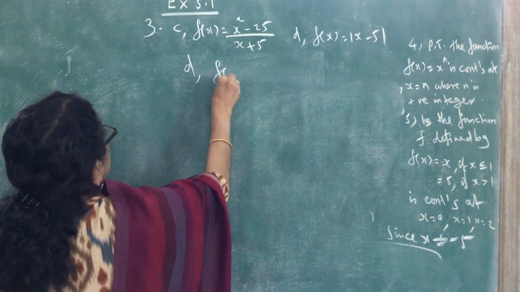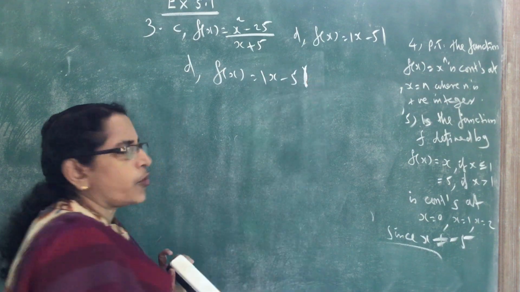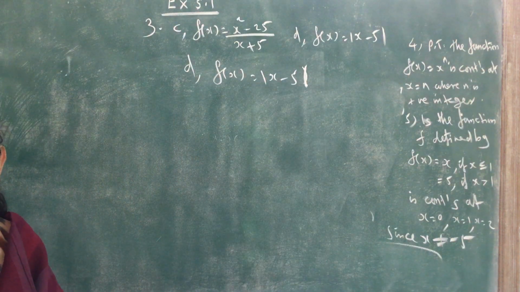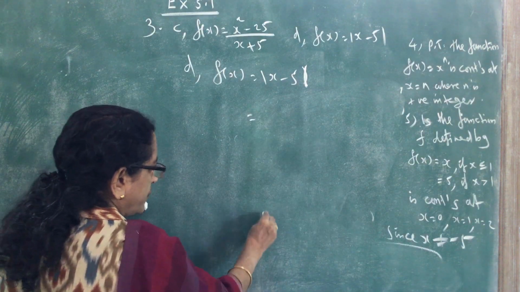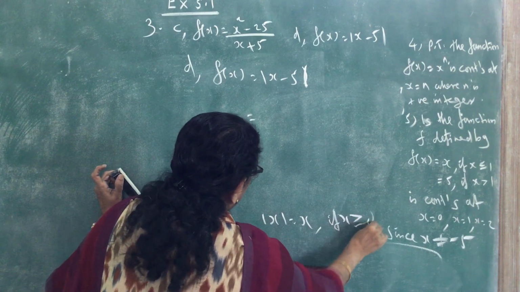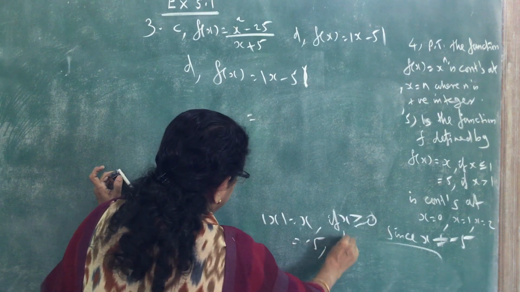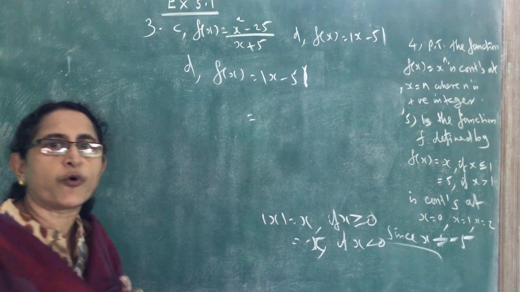f(x) = |x - 5|. Always, the modulus function we have to remove. So we can write this by definition. We know |x| = x if x ≥ 0, and |x| = -x if x < 0. That is the definition of modulus x.